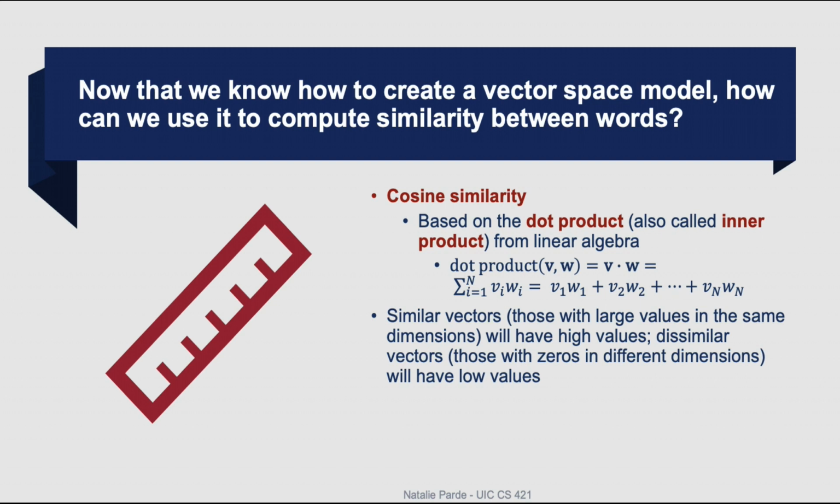In doing this, similar vectors, or those that have large values in the same dimensions as one another, will end up having high similarity values, and dissimilar vectors, or those that have, for example, values of 0 in different dimensions from one another, will have low similarity values.